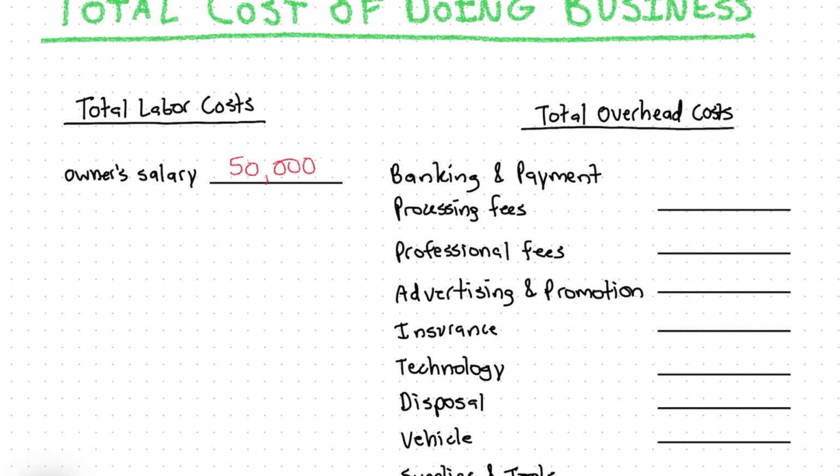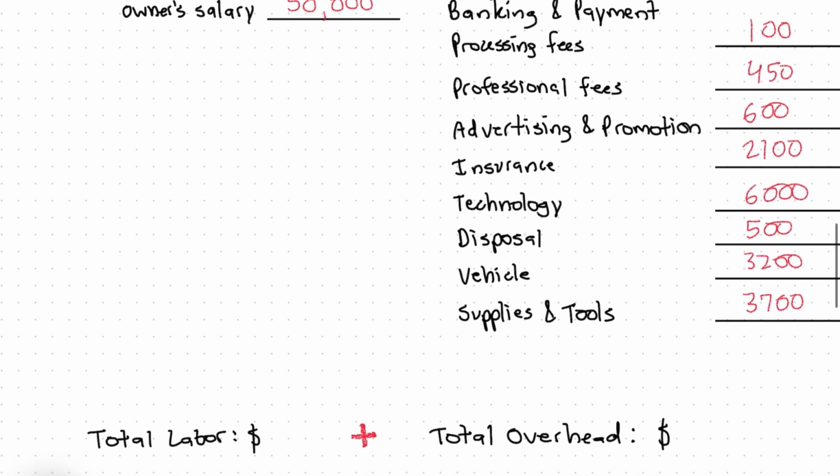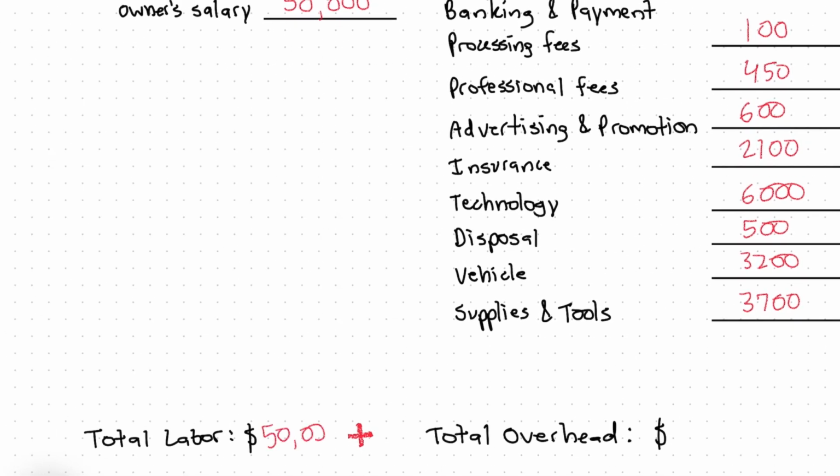Now I want to note that everybody's business is different, so your numbers might look a little different than mine, but I'm just going to go through and start filling these in. Also to note that these categories aren't a comprehensive list, so if there are other costs that fall under your overhead costs, make sure to include those too. But we're going to go ahead now and total these numbers.